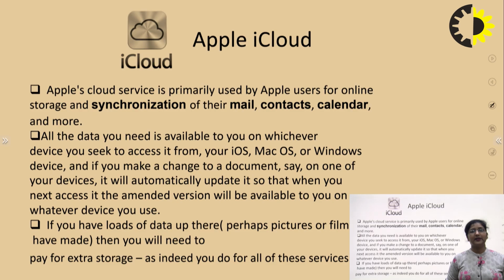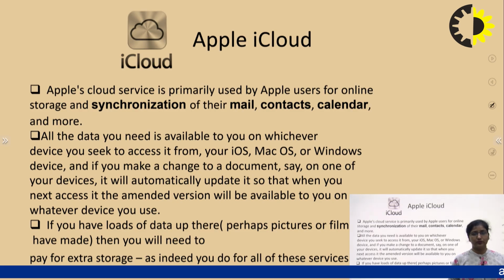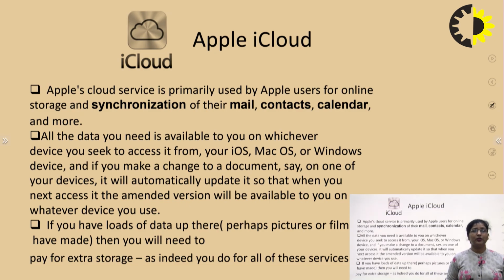And if we want to make any change in a document, through any of my devices, it is automatically going to update it. So the next time we use that amended version, it is available to us on whatever device we are using. So it becomes device independent. Now suppose we have lots of data there, like many pictures and films that we have made, and we actually need to pay for extra storage, then for all these things we can use these services. Suppose my free storage has been completely used, then I can go for it.